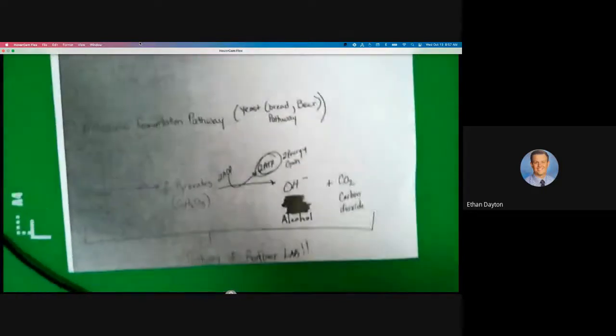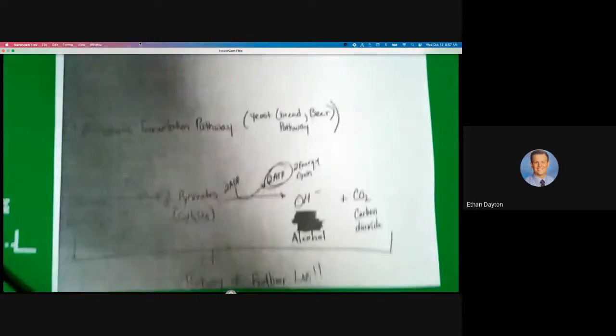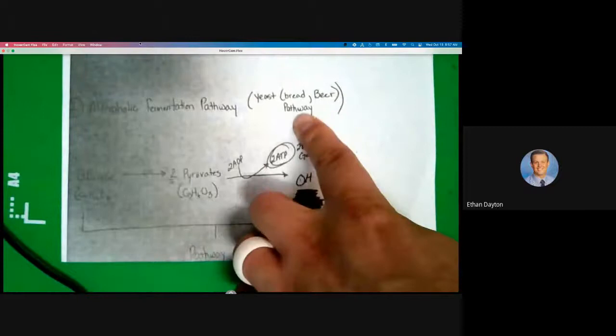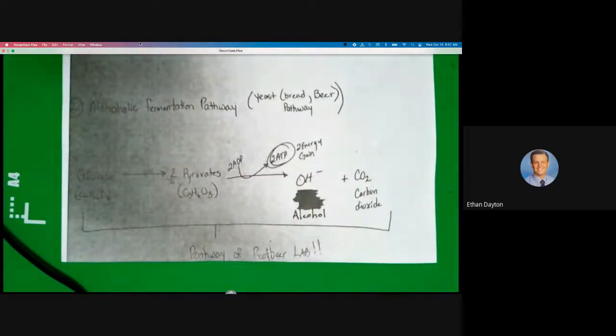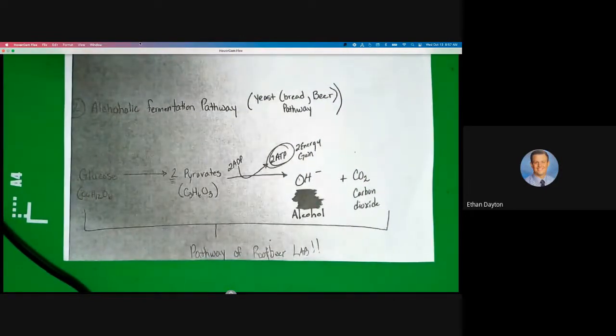We're going to move on to alcoholic fermentation. And this is the pathway that brews beer, wine, other alcohols, and how bread is made using yeast. Are we doing a lab? Yes, we'll do a root beer lab. Are we going to be making beer and wine? No.